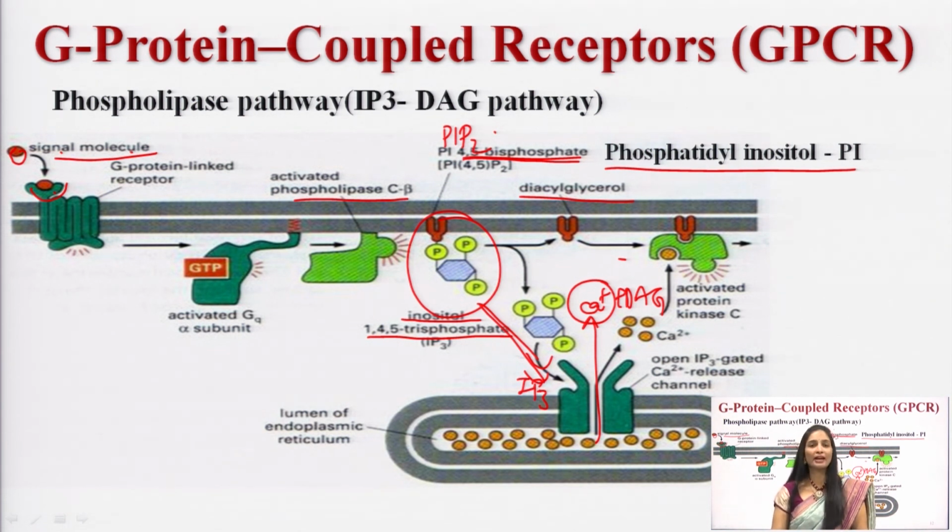So, this is about the adenylyl cyclase pathway and the phospholipase pathway of GPCR. Thank you.